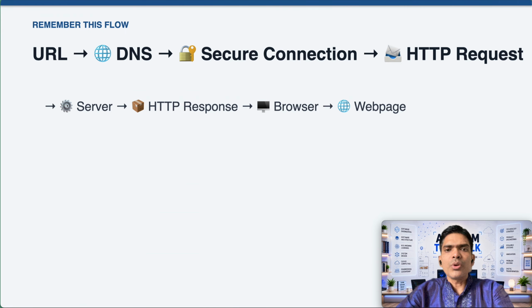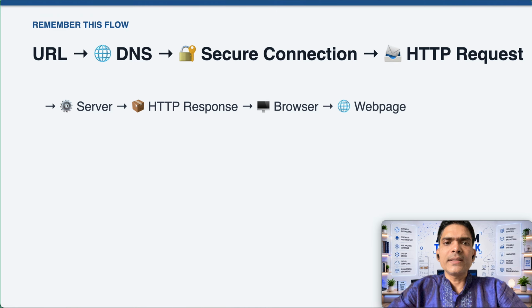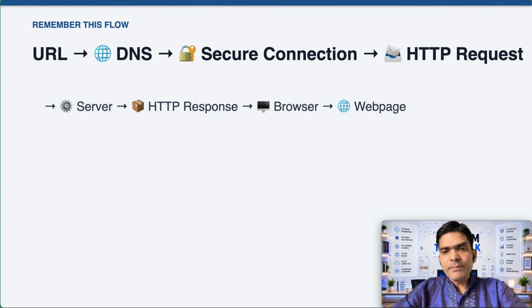Remember this flow. So let's put the entire journey together. We start with the URL. DNS helps us find the destination. We establish a secure connection. The browser sends an HTTP request. The server processes that request. The server sends the HTTP response. And finally, the browser processes that response and renders the web page. That's the complete journey at a high level. Obviously, real-world systems can be much more complicated, but this gives us a strong foundation for understanding what is happening.